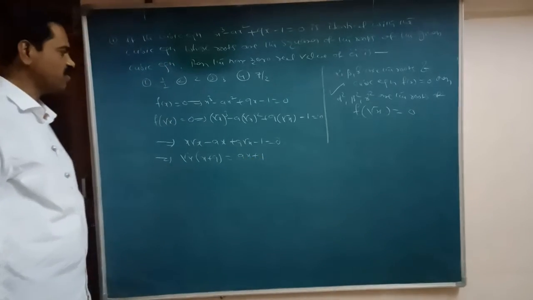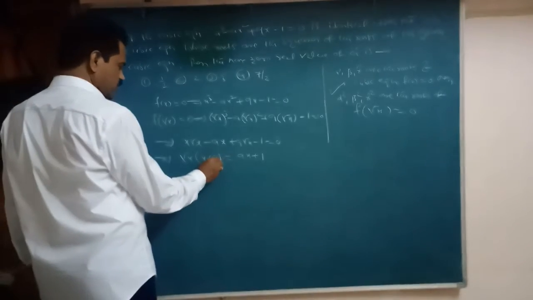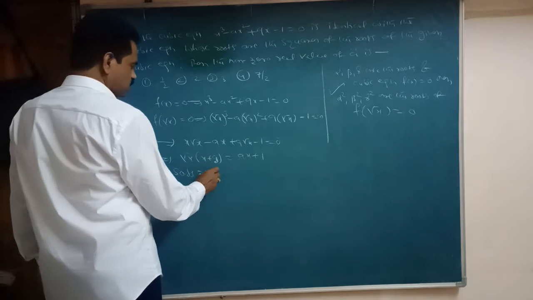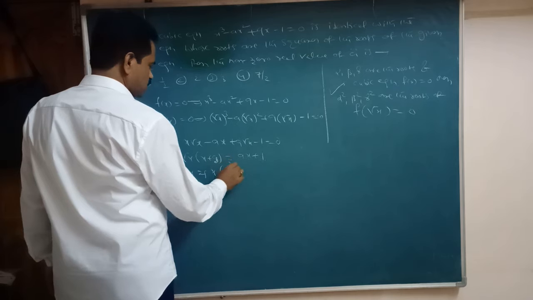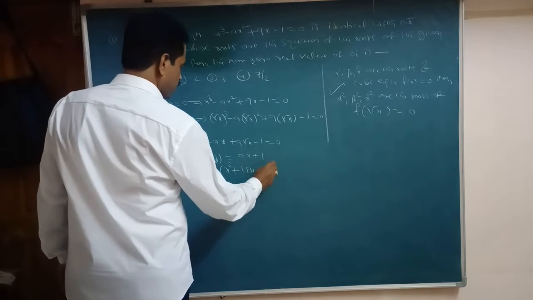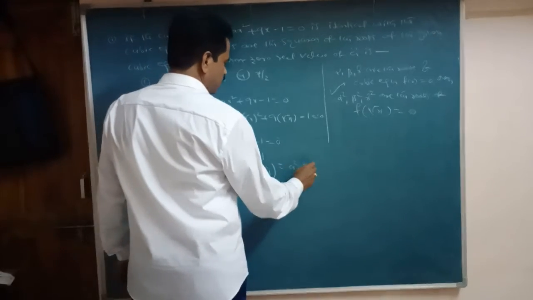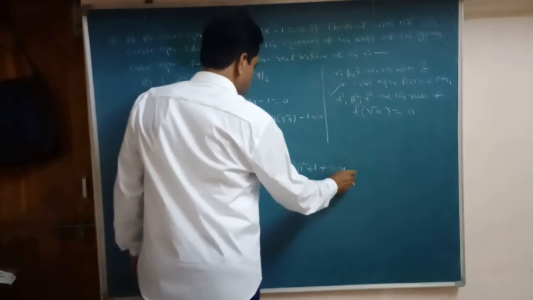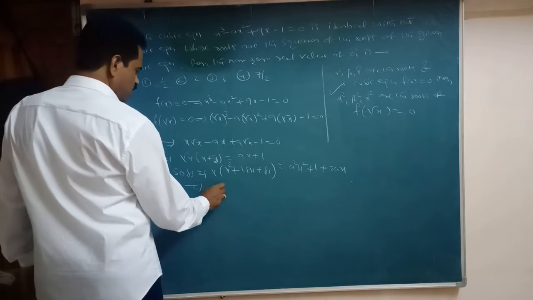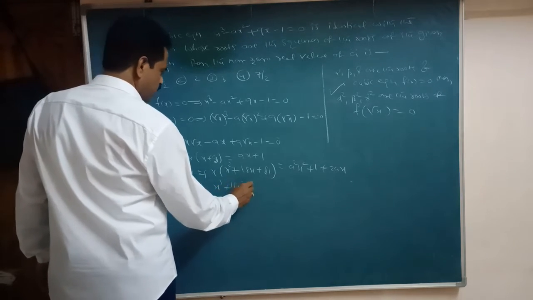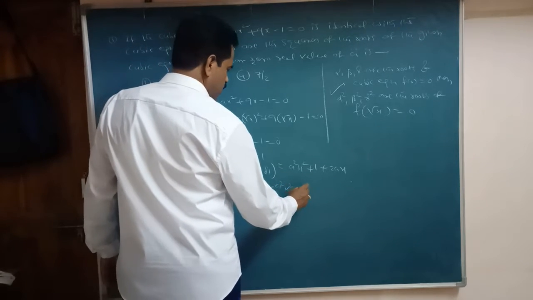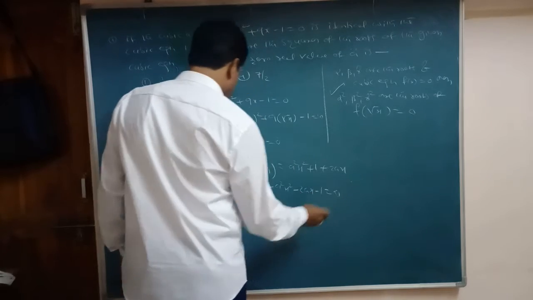Here root is there, so what do we have to do? Square on both sides. x into x plus 9 whole square, that is x square plus 18x plus 81, equal to a square x square plus 1 plus 2ax. So x into x square plus 18x plus 81 gives x cube plus 18x square plus 81x. Taking this side, minus a square x square minus 2ax minus 1 equal to 0.